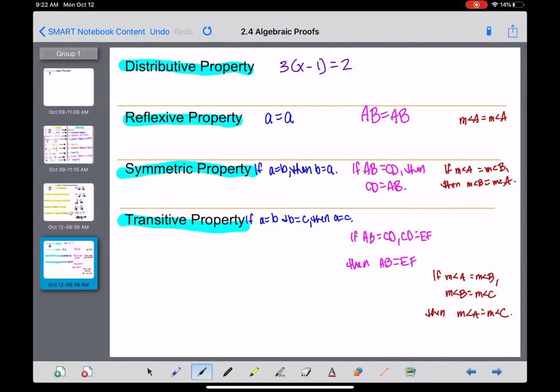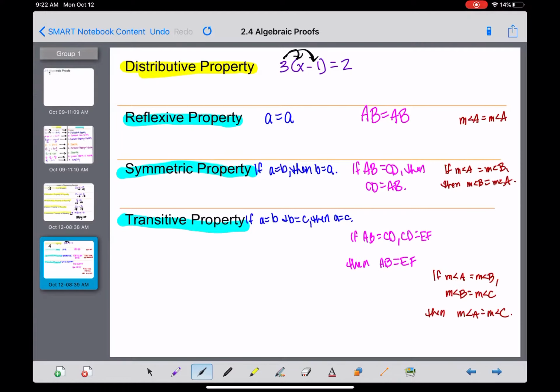Distributive property also has to do, that should be yellow. This is more of an algebraic property, but the distributive property is when you multiply that outside value through to everything inside the parentheses. The next 3 properties are going to be used a lot when we get into geometric proofs.